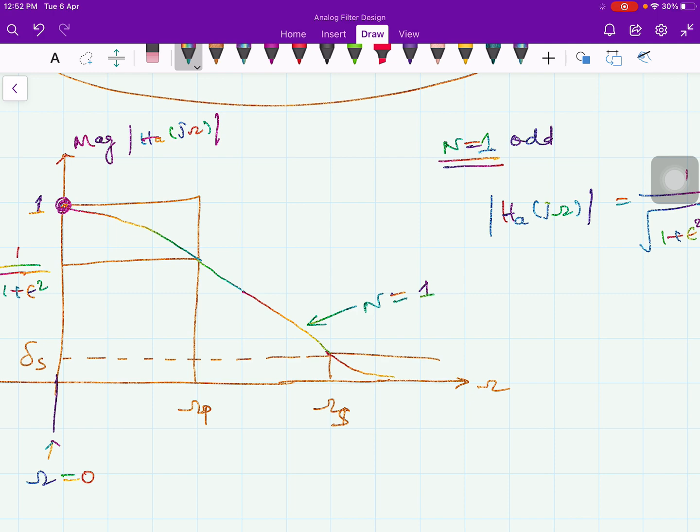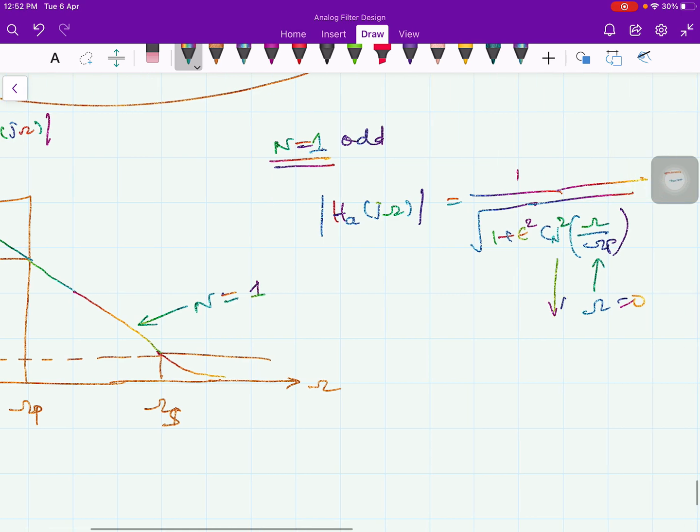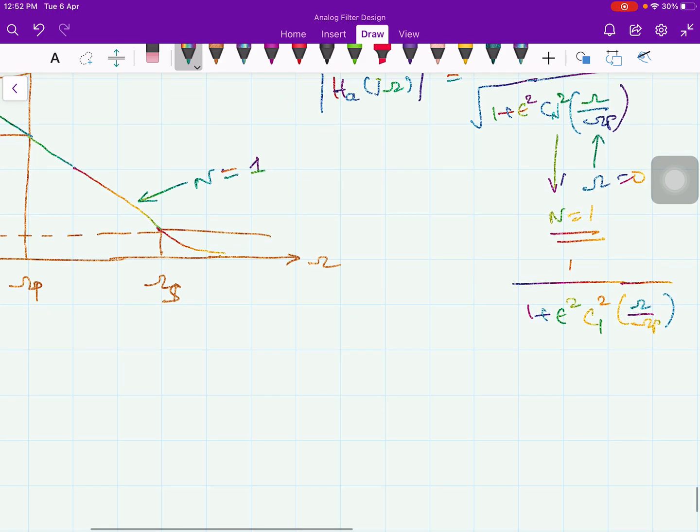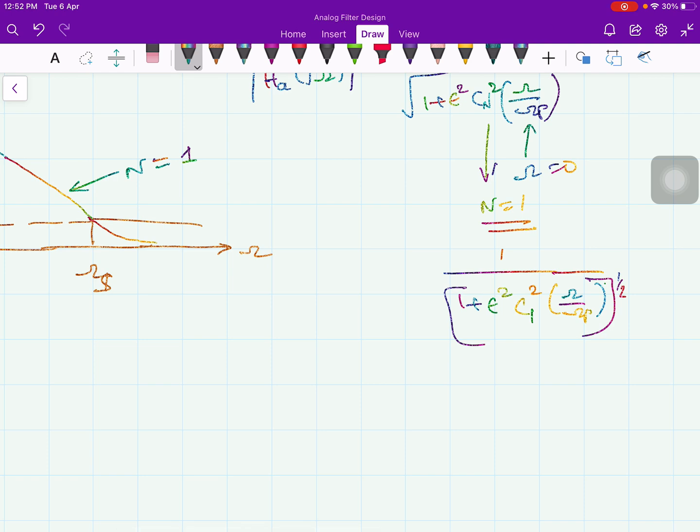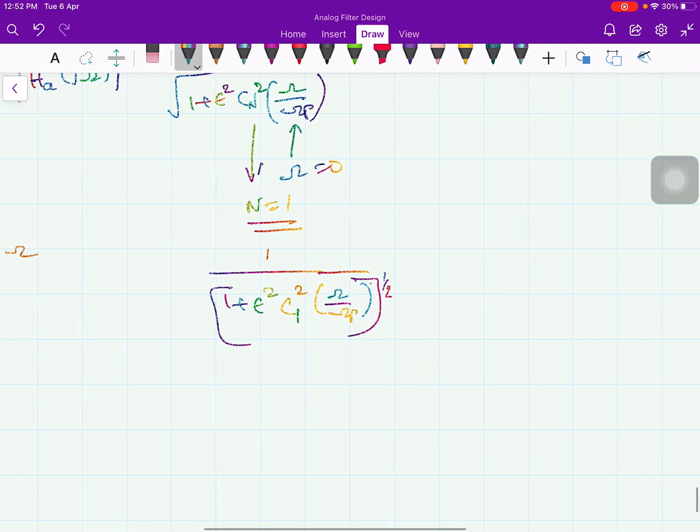Why? Because for a first order filter, either Butterworth or Chebyshev, it is the same, because the transfer function is what? For first order filter, what is the transfer function? When I say n equal to 1, you can easily find it: 1 divided by 1 plus epsilon square C1 square of omega by omega p, whole power 1 by 2. Now what is C1 of omega by omega p? It is omega by omega p. Recall the expression of the Chebyshev polynomial. C1 of x is x alone.